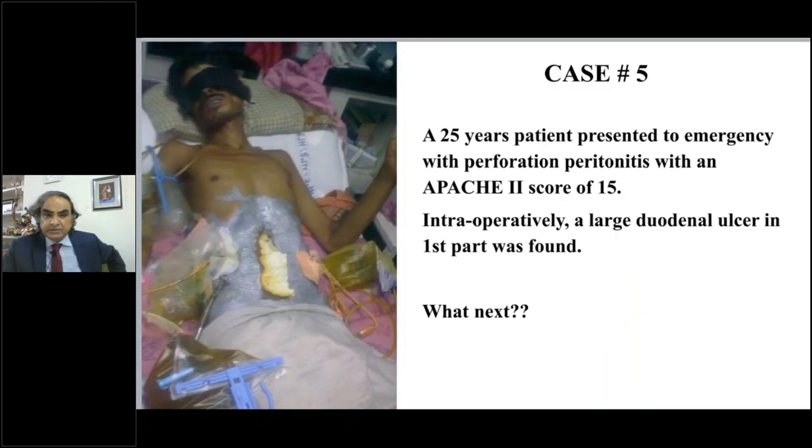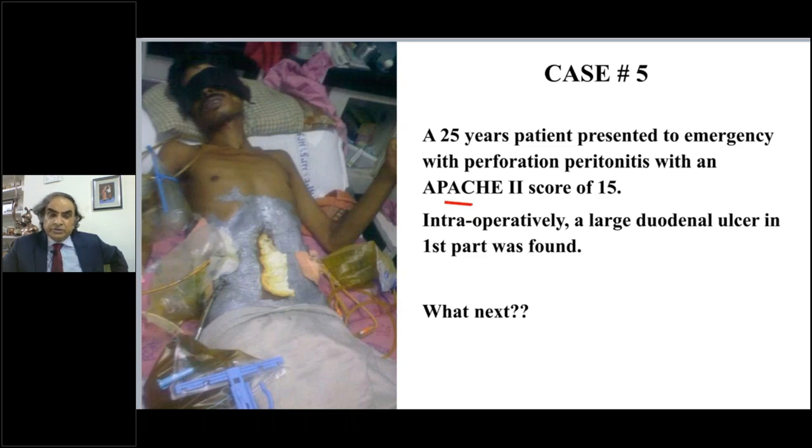A 25-year-old patient presented to the emergency with perforation peritonitis with an APACHE II score of 15. Intraoperatively, a large duodenal ulcer was found in the first part of the duodenum. So that's a suspected giant duodenal ulcer, which is defined as an ulcer with a diameter of more than 1.5 centimeters. We have given you the score, so it helps here to know that the score is not too good. A score of around 15 or more means it's not a good case.